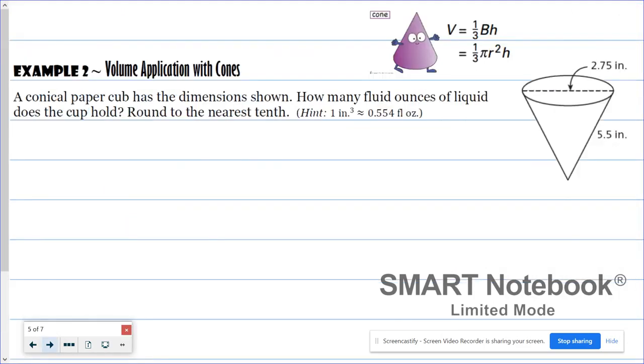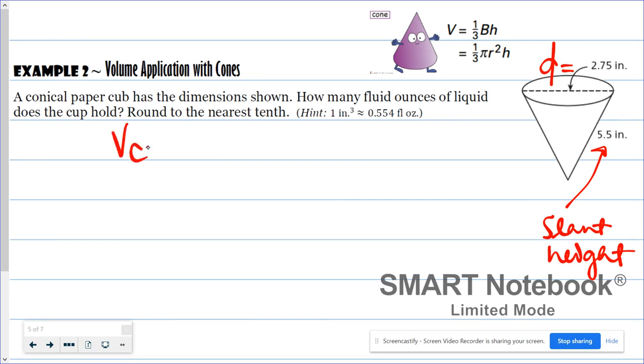Let's take a look at a cone. All right, so a conical paper cup has the dimensions shown. So we are seeing that it has a diameter of 2.75 inches. And this right here, the 5.5 inches, this is the slant height. Slant height, we were introduced to that term way back in the first lesson of this chapter when they were talking about all the parts of our figures. Now I need to find volume if I'm going to find fluid ounces, because I'm going to use this conversion factor that 1 cubic inch is equal to 0.554 fluid ounces. So I do need to know volume.